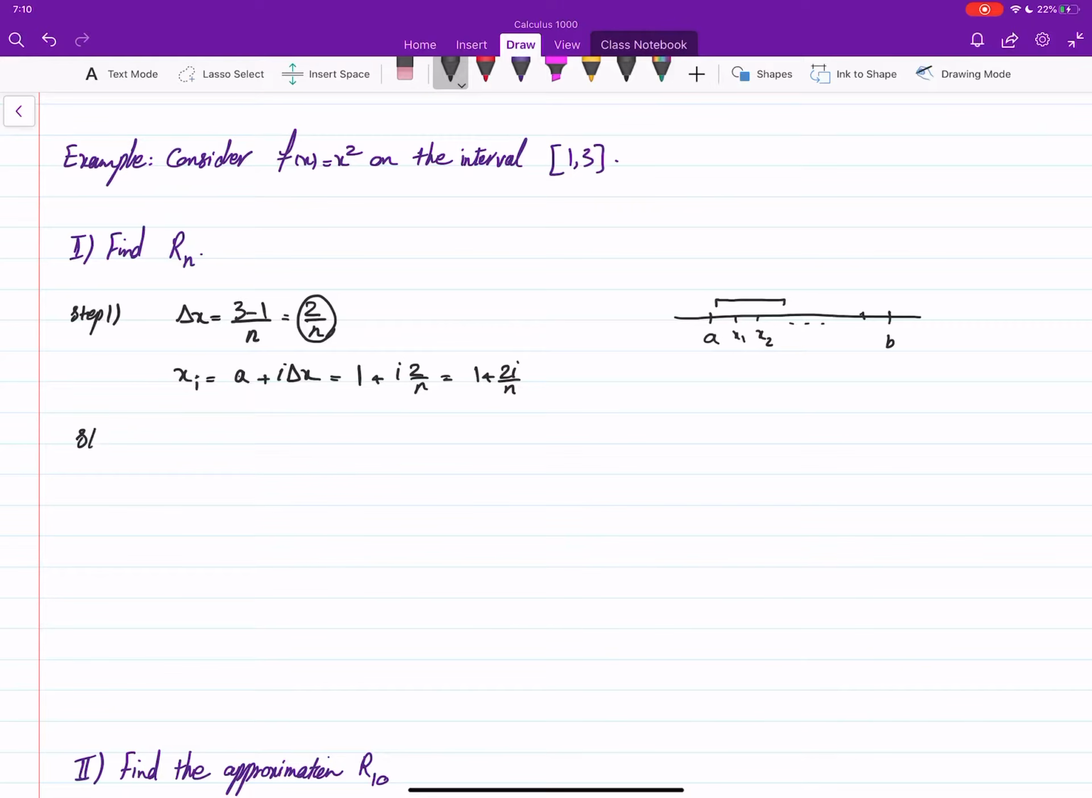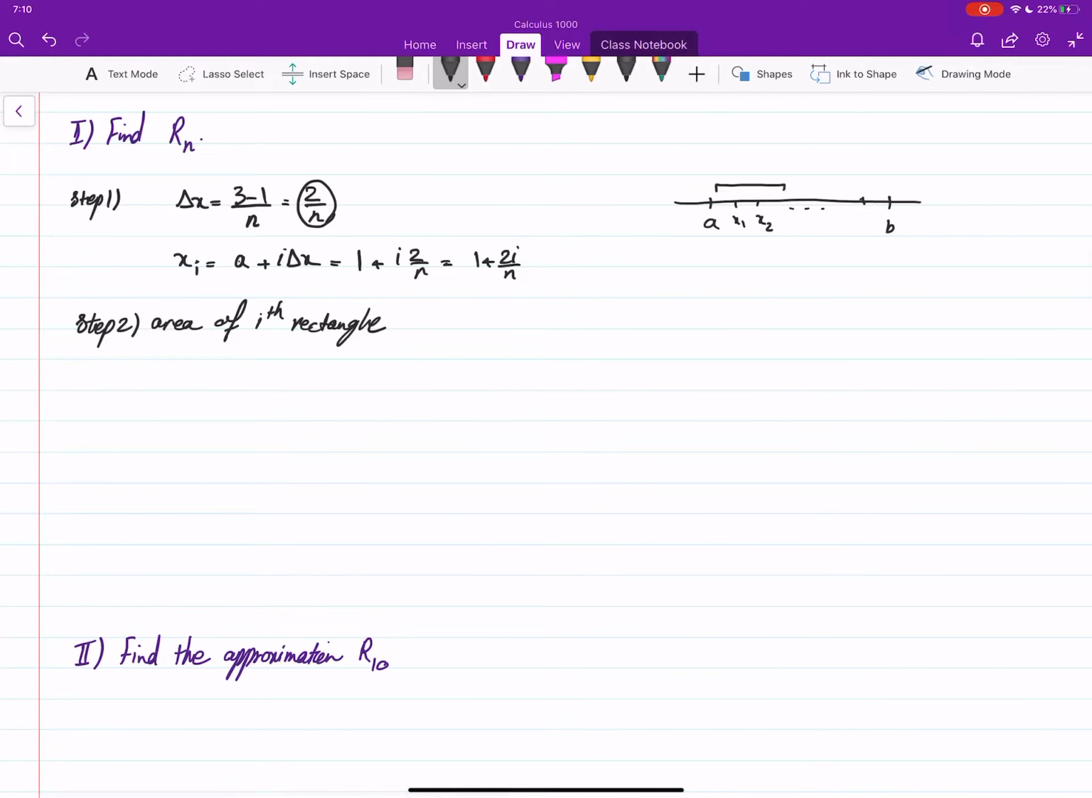Step 2, area of the ith rectangle. So here, we know that the area of the ith rectangle is going to be delta x times f of xi. And that is 2 over n times f of 1 plus 2i over n. Well, we know what the function is. This will be 1 plus 2i over n to the power 2.